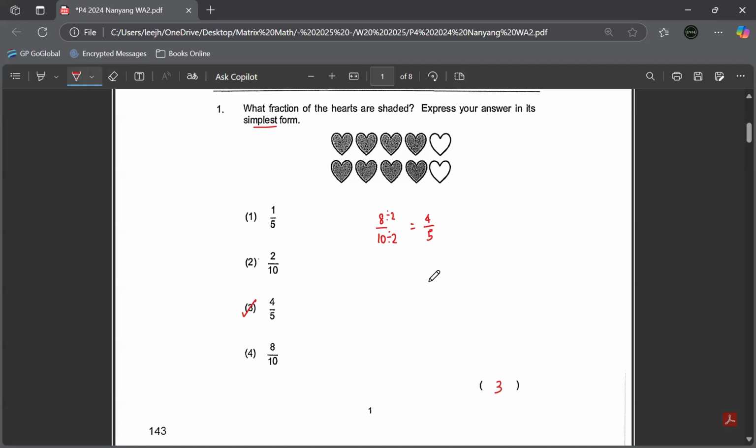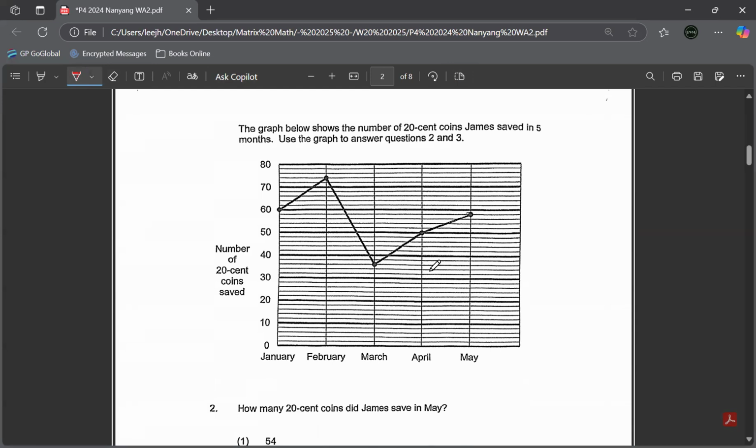Now, question number 2 is a graph. Before we do the graph, we have to write down all the values for the graph. From 0 to 10, there are 5 markings, which means that one marking represents a value of 2. Over here, the graph below shows the number of 20-cent coins James saved in 5 months. Use the graph to answer questions 2 and 3. In January, we know that it is up to here. So this is actually a value of 60.